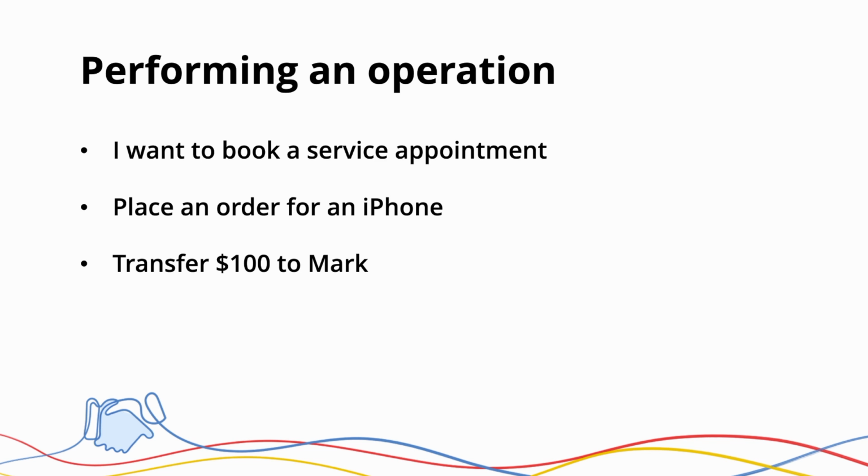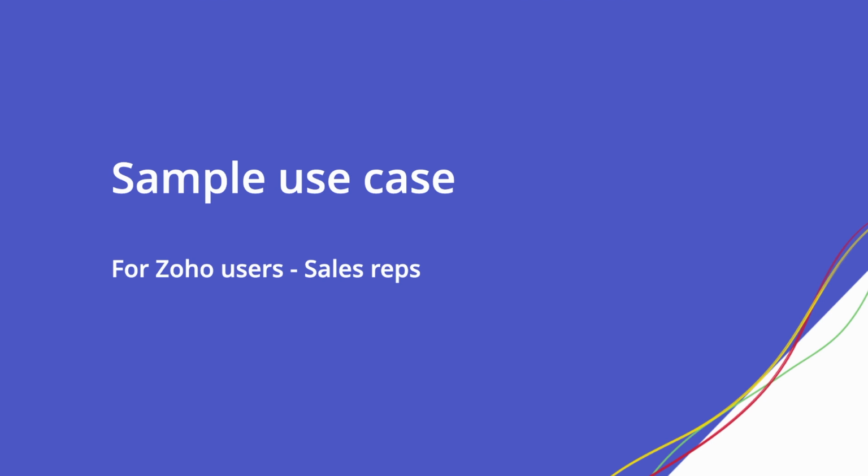Simple as that. You can place orders through a bot. You don't have to navigate through the online store and find the item. You know exactly what you're looking for. Add it into the bot, and it can place the order for you right there. And then you can even do things like transfer a certain amount of money between people or add money to an account. So we're going to show you a few examples.